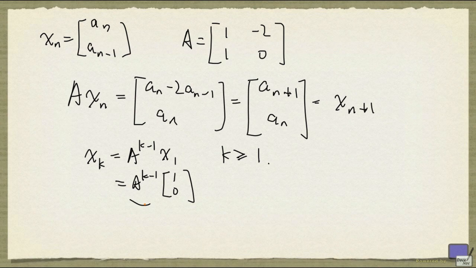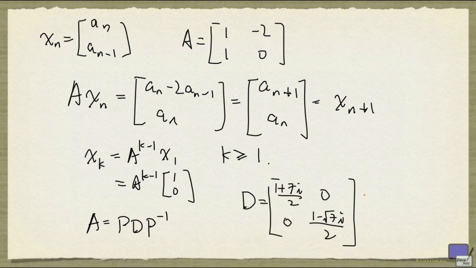Now this is a power of a matrix, and if we could diagonalize A, computing this will be quite simple. So the goal is to diagonalize A, and you can in fact write A as P times D times P inverse, where D is this matrix and P is this matrix.